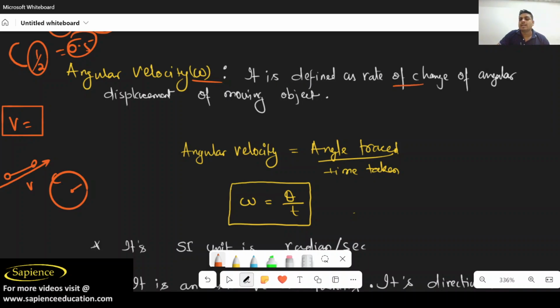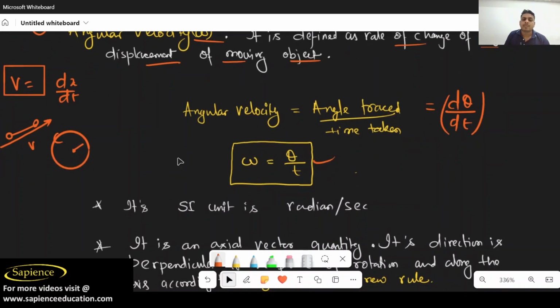It is defined as the rate of change of angular displacement of a moving object. As velocity is the rate of change of displacement, that is dx by dt, here angular velocity is the rate of change of angle, that is equal to d theta by dt. Or omega is equal to theta by t. Okay, so what is the unit? The unit of theta is radian, and the unit of time is second. So omega will have the SI unit radian per second.